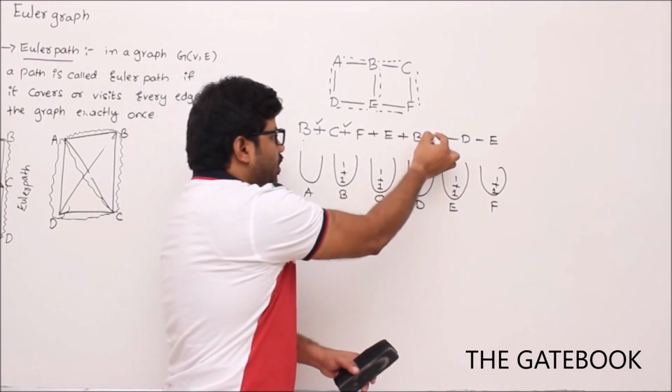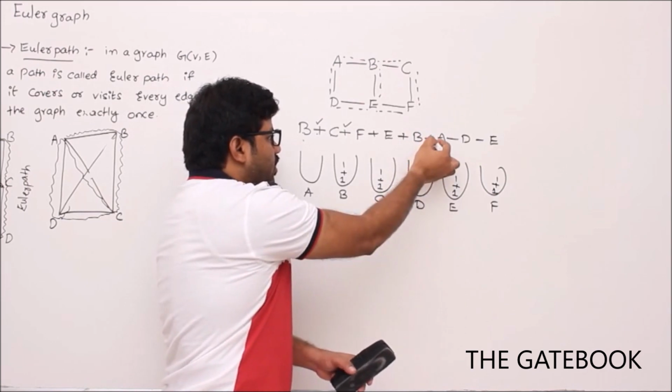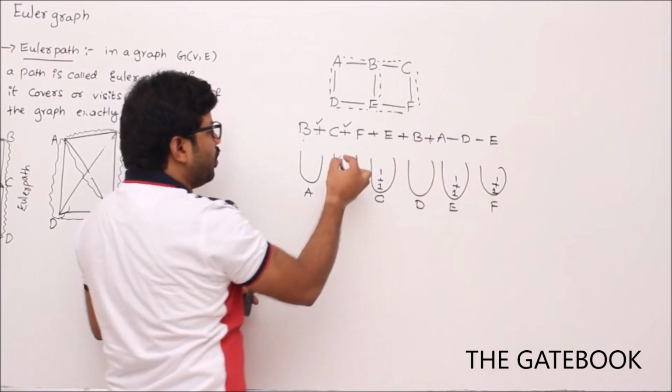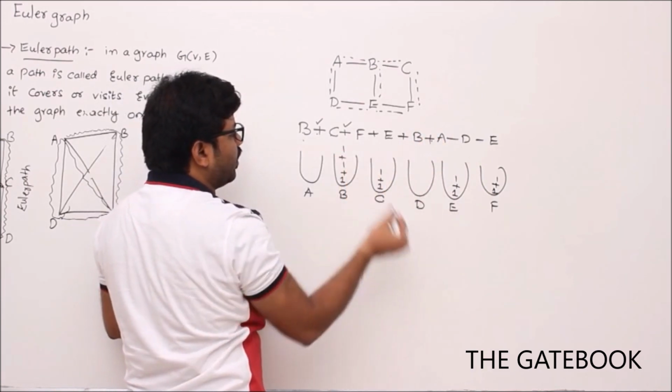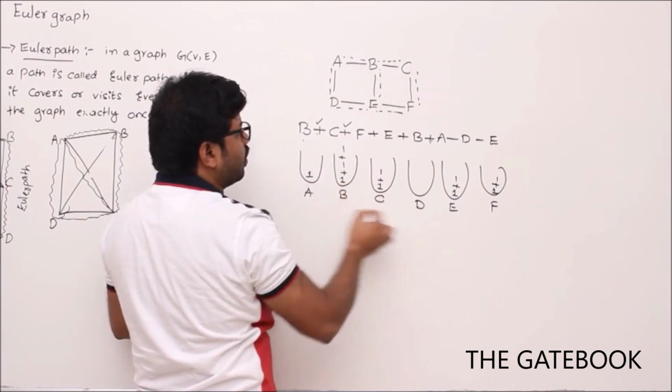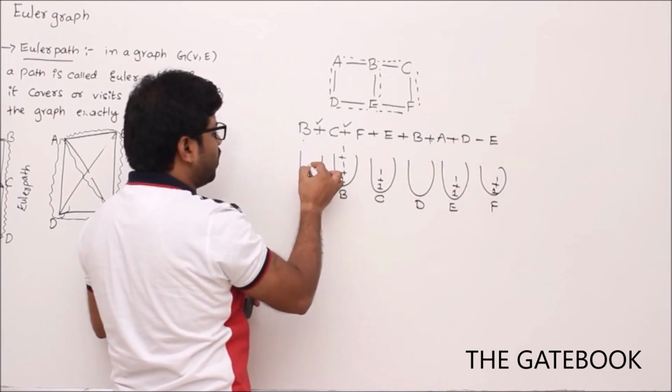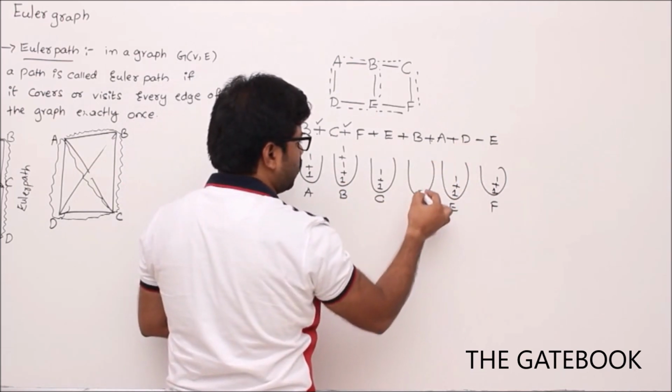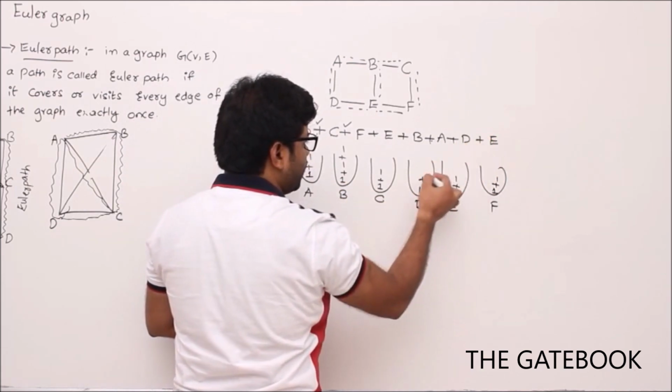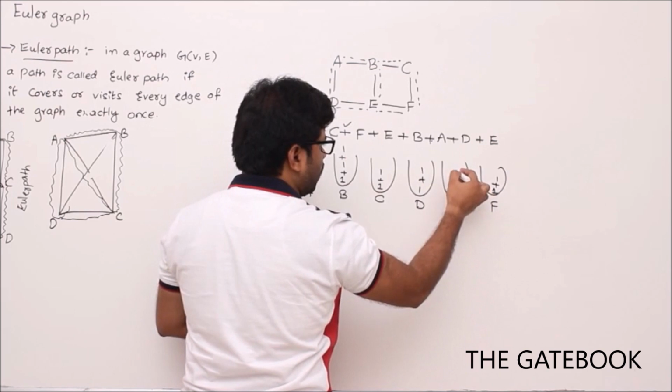After that B to A, because of this edge, now B gets plus 1 and A gets plus 1. Now because of this edge, A gets plus 1 and D gets plus 1. Now because of this edge, D gets plus 1 and E gets plus 1, isn't it?